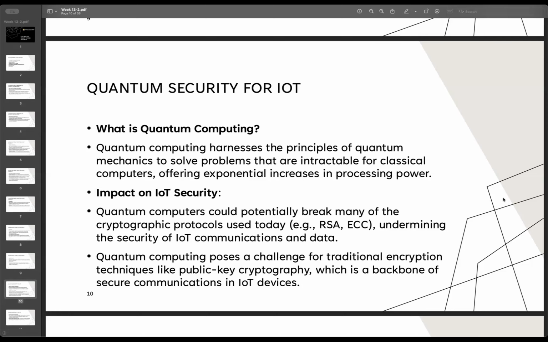Nowadays, are we using RSA, ECC, or this, or we can do some undermining of the security of IoT communication and data. Most attackers just give up because it takes too long.